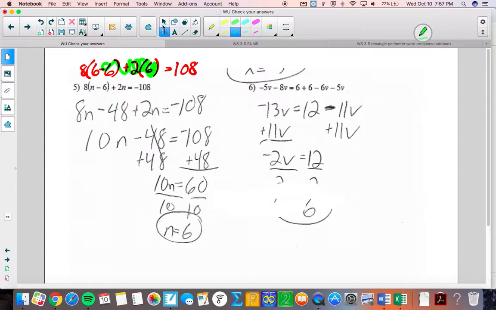So I don't know why I keep using green. I don't like the green. So I made a mistake. Why don't you go through and see if you can find it.